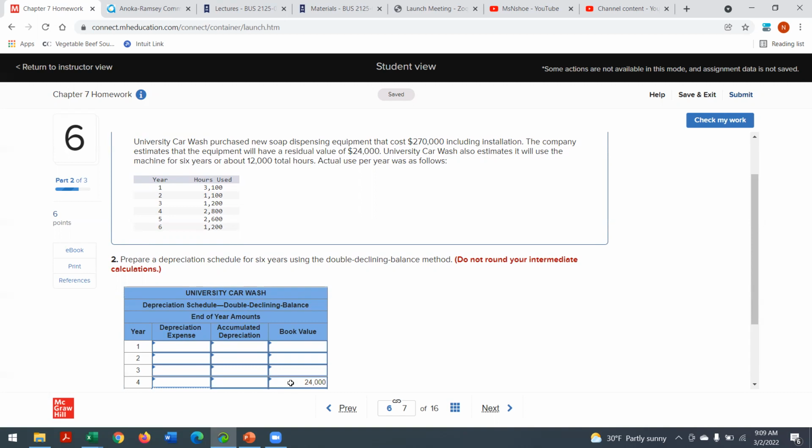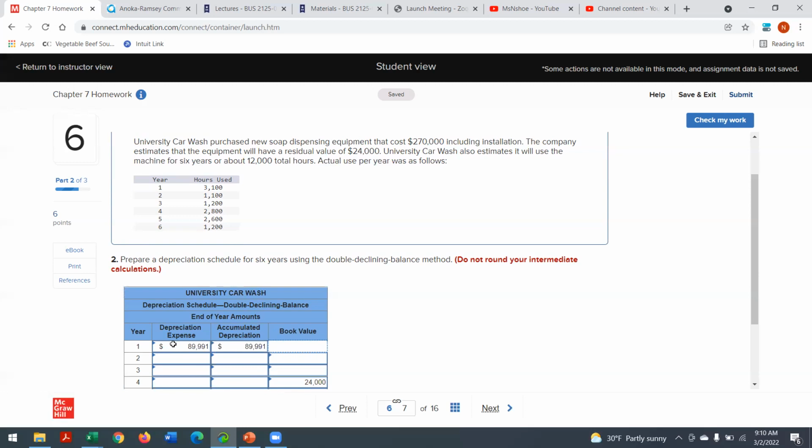So 1 divided by 6, we would have taken 16.66% each year if we were doing the straight line method. But doing double declining balance, we multiply that times 2, which means we take 33.33% each year. So if we take our 270,000 cost times 33.33%, that means we take 89,991 in year 1.